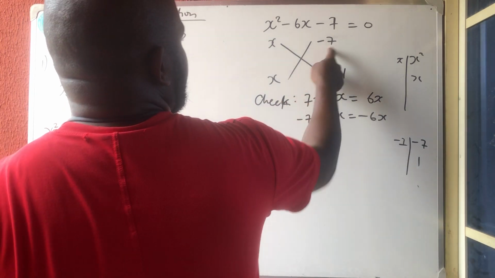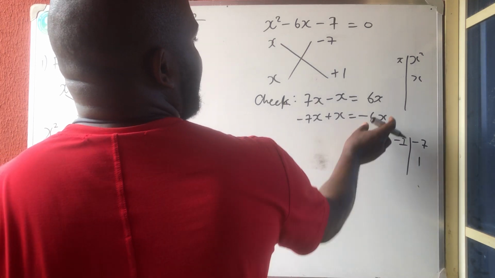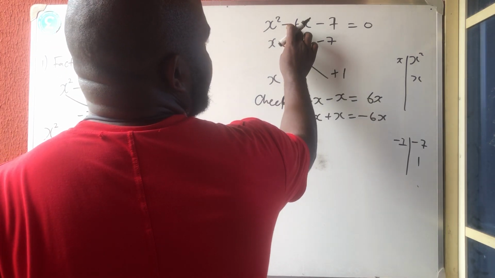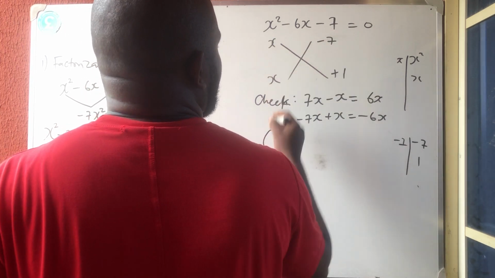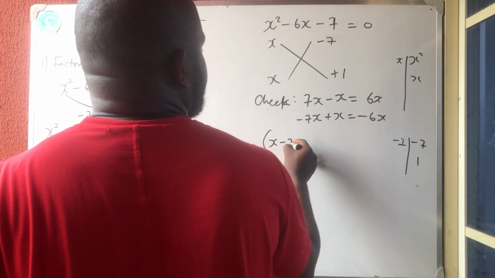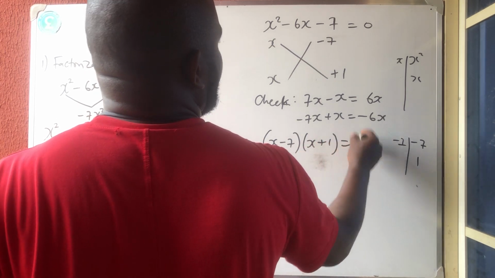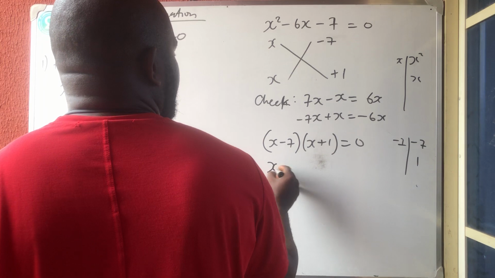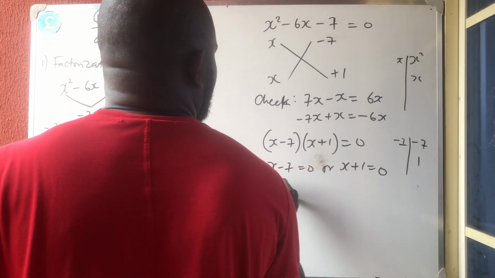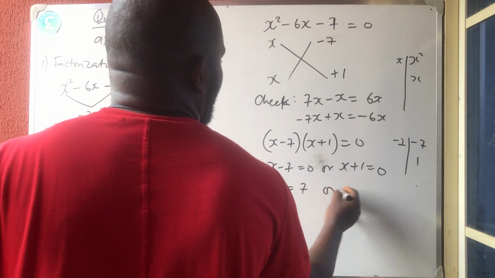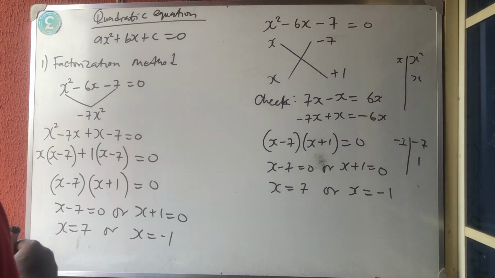If you check it, this time this is minus this, and this time this is plus this. So immediately you have gotten exactly this same number here. Okay, your answer is now this and this and this and this. So my answer is now x minus 7 and x plus 1 is equal to 0. So finally, x minus 7 is 0, or x plus 1 is 0. So what do you have? X is equal to 7, or x is equal to what? Minus 1. So that is that.